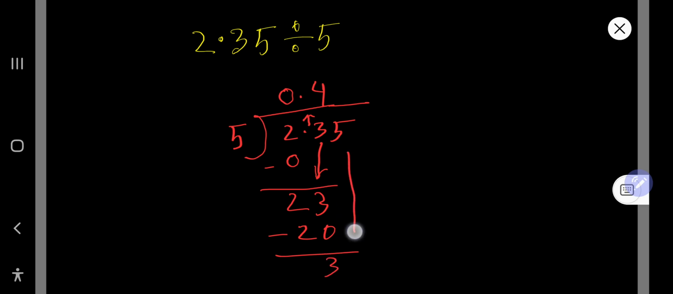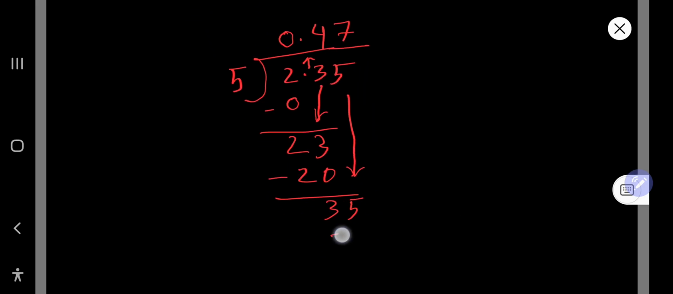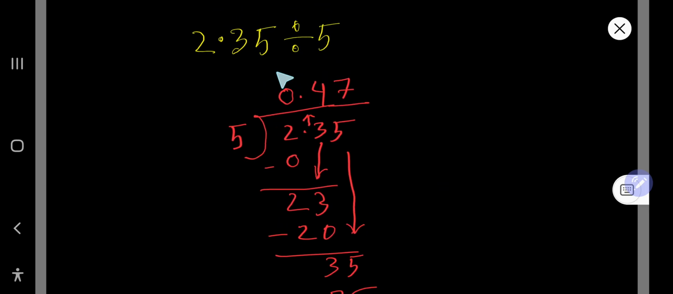Now bring down the last digit 5. 5 goes into 35 how many times? 7 times. 7 times 5, 35. If you subtract, our remainder is 0. So we are done. 2.35 divided by 5 is equal to 0.47. I think you have understood how to divide a decimal number by a whole number.